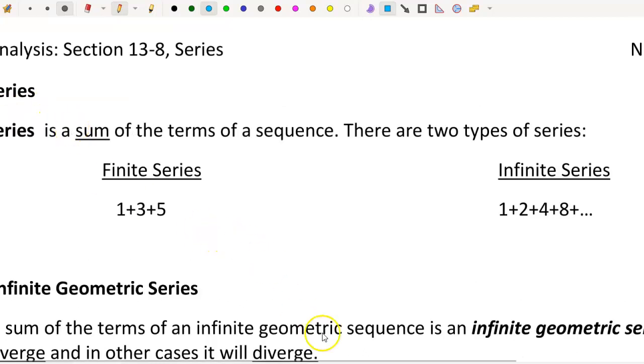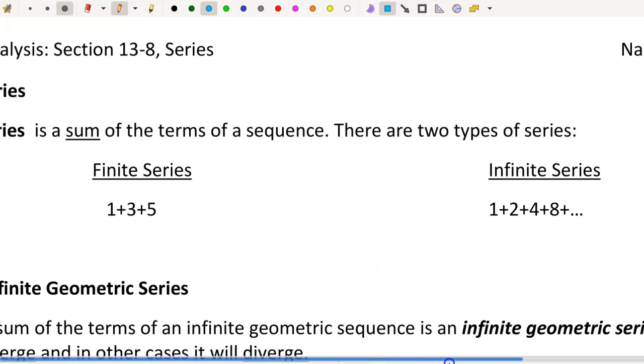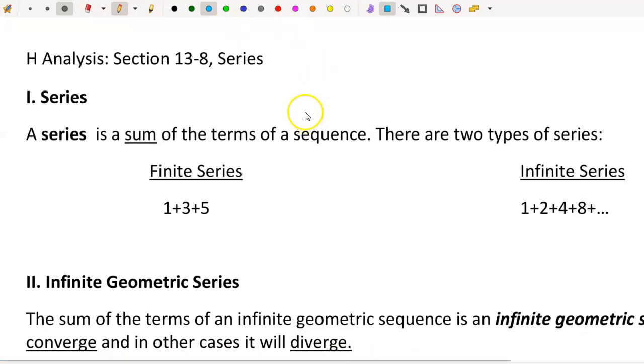So what we're going to look at today, in the last section, is series again, but what happens if you have an infinite series? What happens if you have an infinite series? So how do you add up an infinite amount of numbers? Interesting question, right?